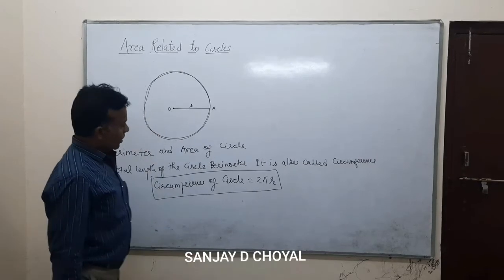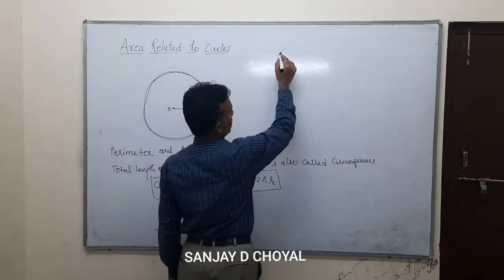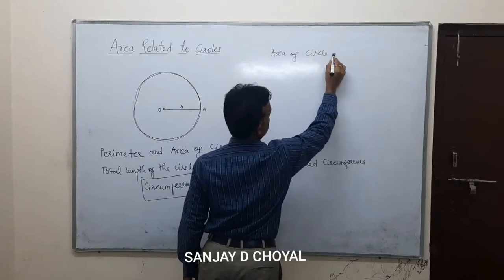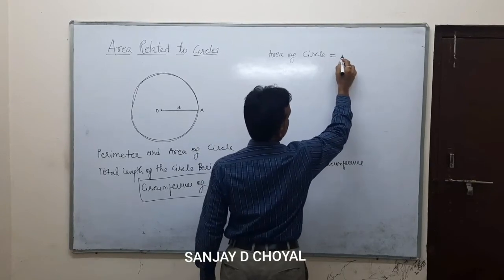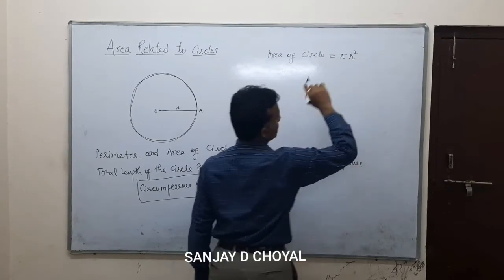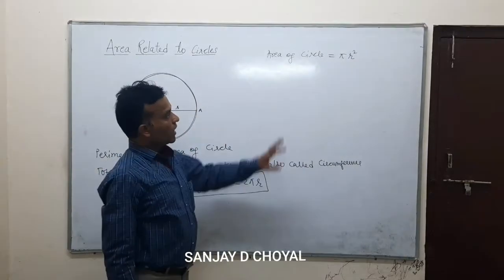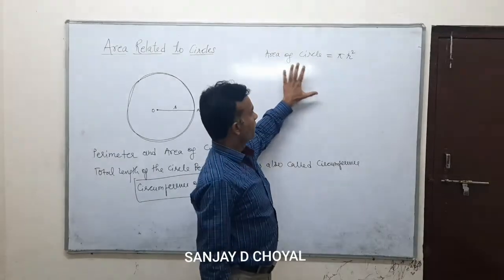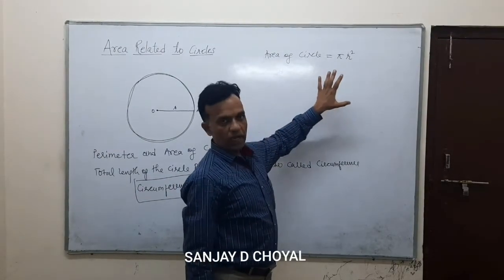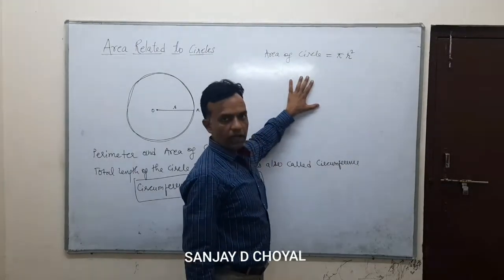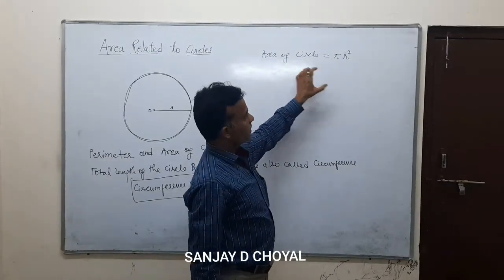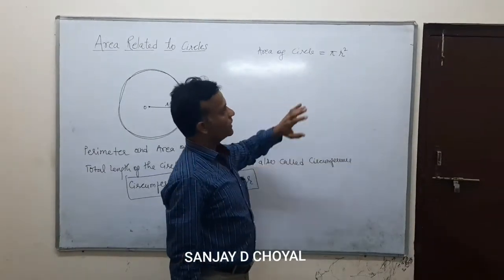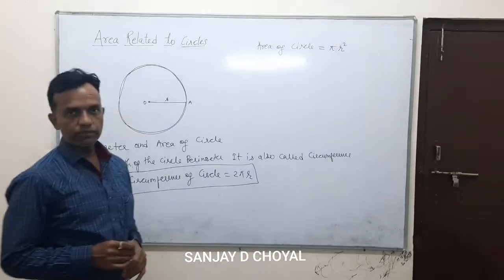Now we have the formula for the area of a circle, that is pi r square. Area of circle is pi r square. How is this area pi r square? So now we have to show, with the help of a figure, how the area of a circle is pi r square.